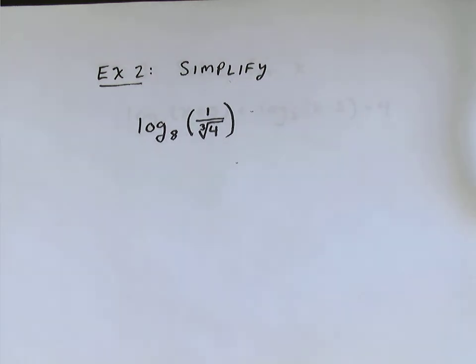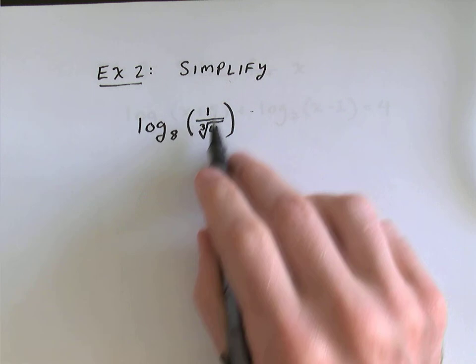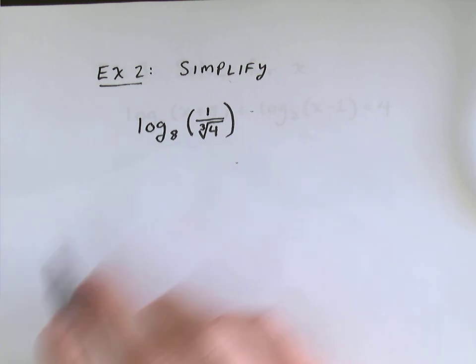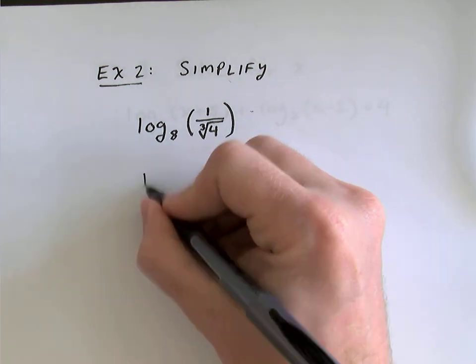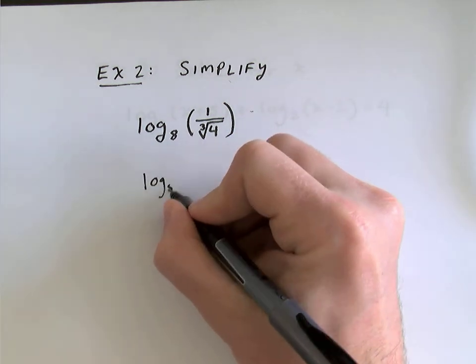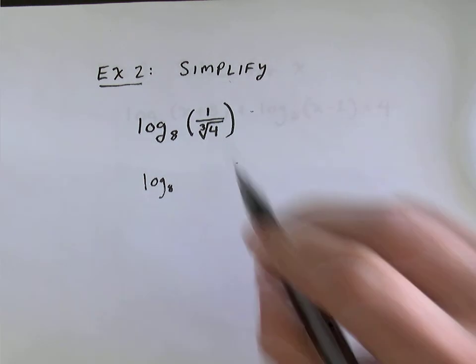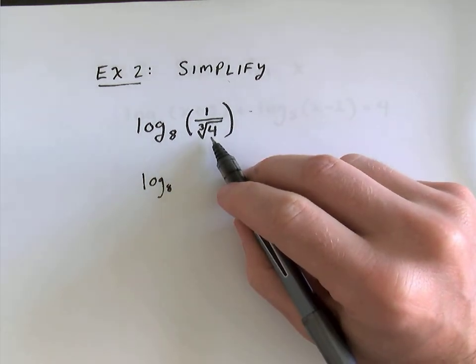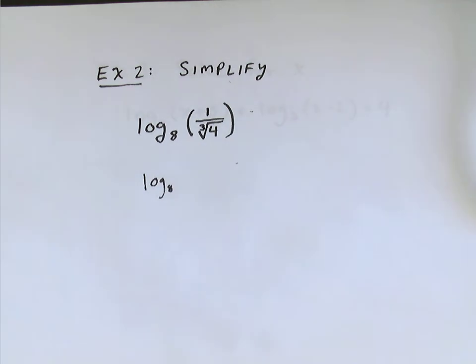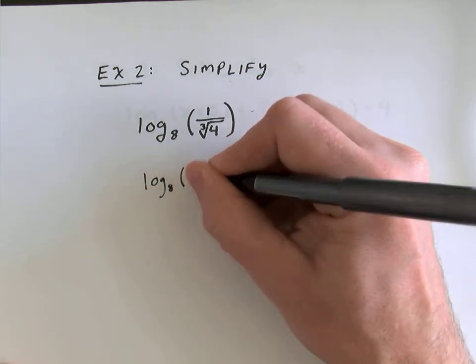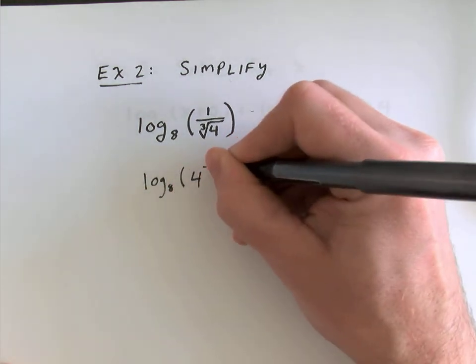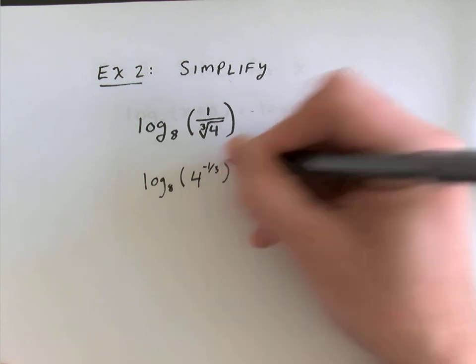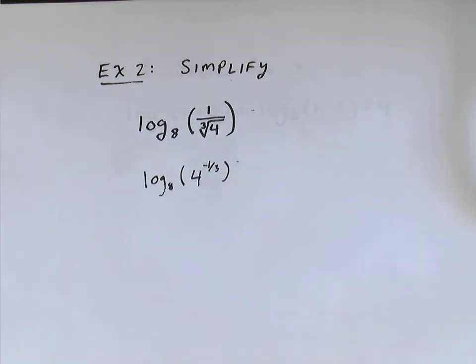Example 2, a similar problem. Log base 8 of 1 over the cube root of 4. So I'm going to try to work this out in the same way. I'll have log base 8. Now the cube root of 4 means 4 to the 1/3. But since it's in the denominator, that's a negative exponent. So this is log base 8 of 4 to the negative 1/3. You see again, those rules for exponents are really, really important.